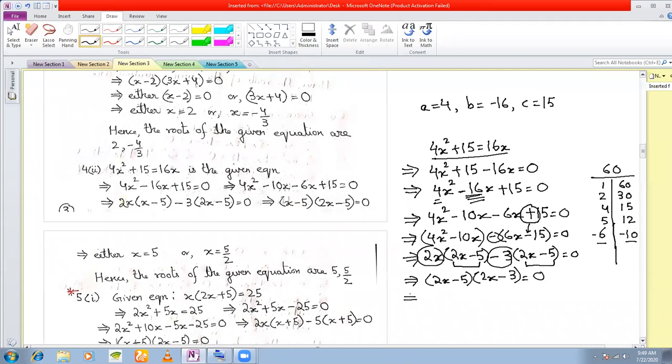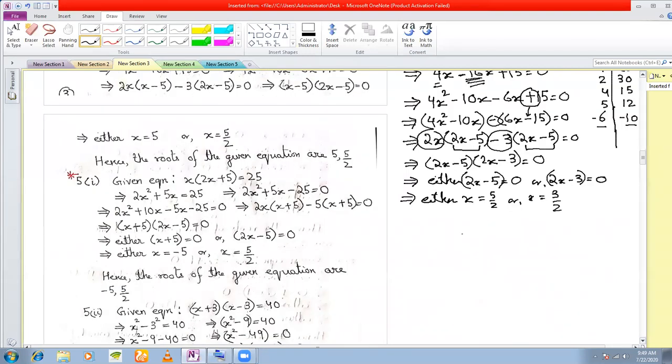So this means when the product of two numbers is 0, that means either of them has to be 0. That means either 2x minus 5 is equal to 0 or 2x minus 3 is equal to 0. That means either x is equal to 5 by 2 or x is equal to 3 by 2. Okay. So what are the roots of this equation? The roots of this equation are 5 by 2 and 3 by 2. Okay. Any doubts?